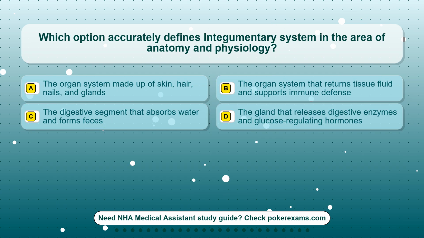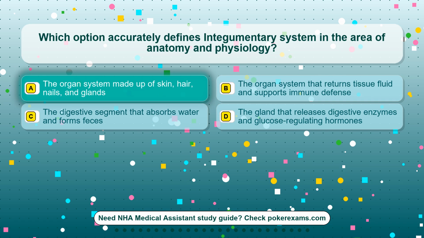Question 13. Which option accurately defines integumentary system in the area of anatomy and physiology? Option A. The organ system made up of skin, hair, nails, and glands. Option B. The organ system that returns tissue fluid and supports immune defense. Option C. The digestive segment that absorbs water and forms feces. Option D. The gland that releases digestive enzymes and glucose-regulating hormones.